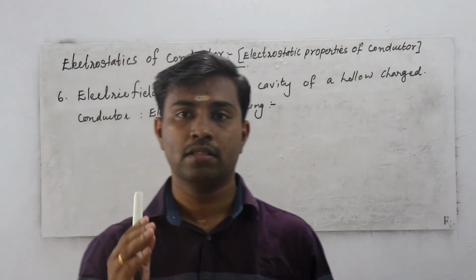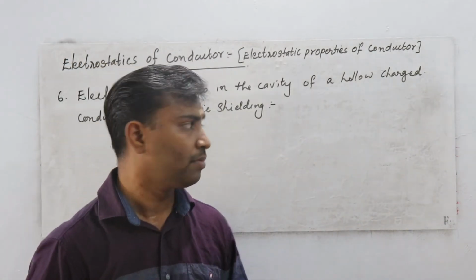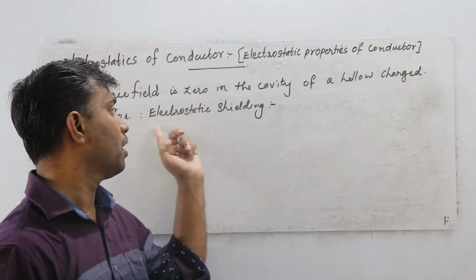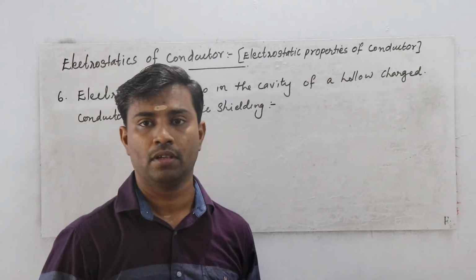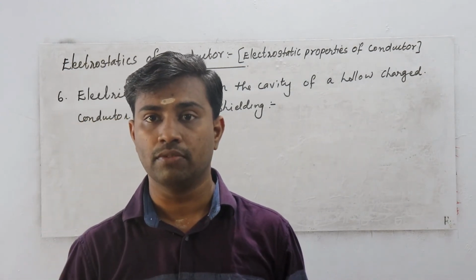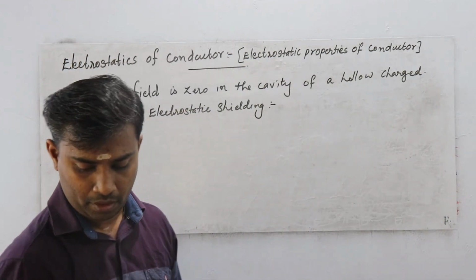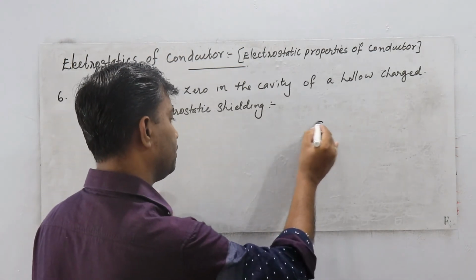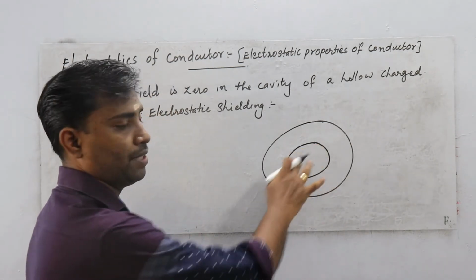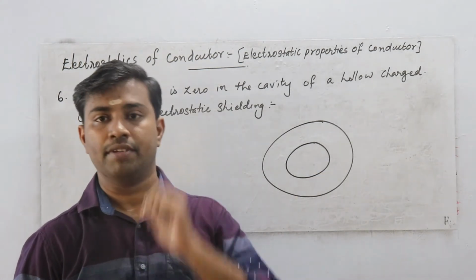Okay, the sixth property. Electric field is 0 in the cavity of a hollow charged conductor, or electrostatic shielding. So we consider a conductor. This is a conductor having a cavity. So this is a cavity. We consider a charged conductor with the cavity.